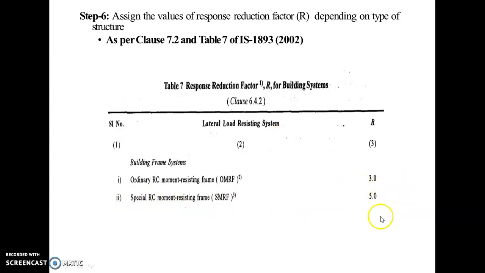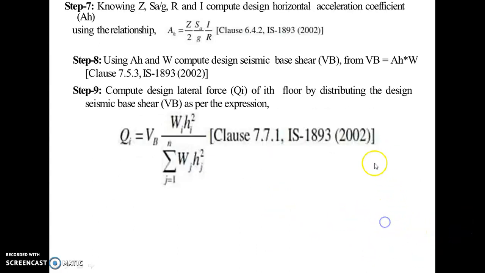After finding this, you get the Ah value, and simply you multiply Ah into W and you get the base shear. So this is the Ah value, and with the help of this value we multiply with W and we get the base shear.